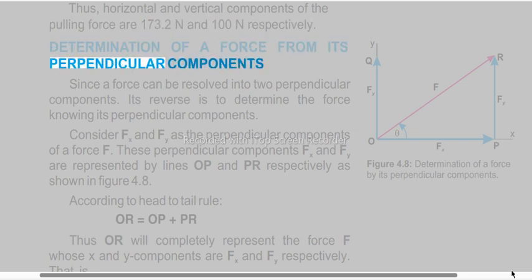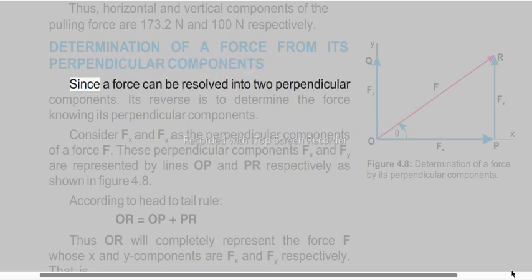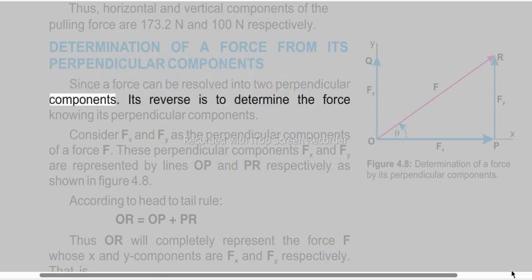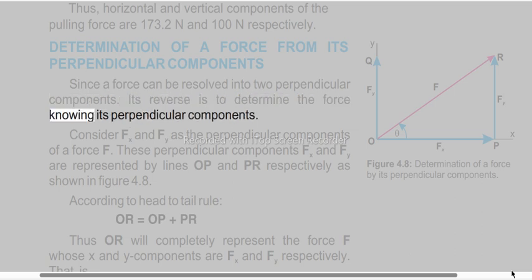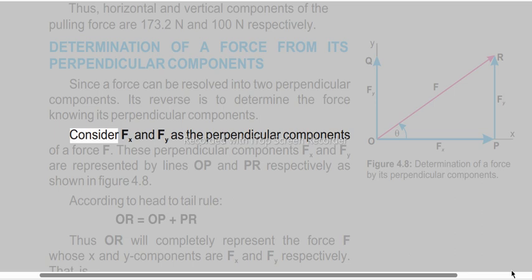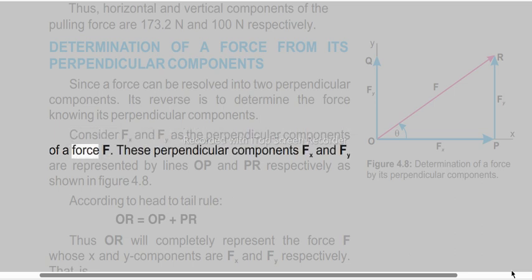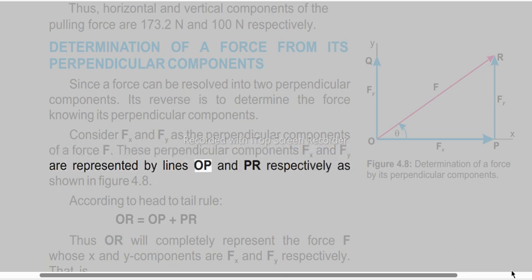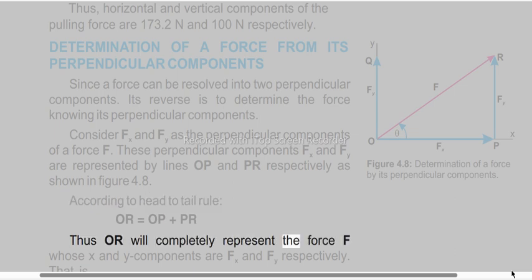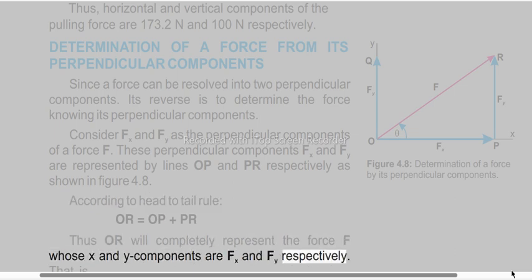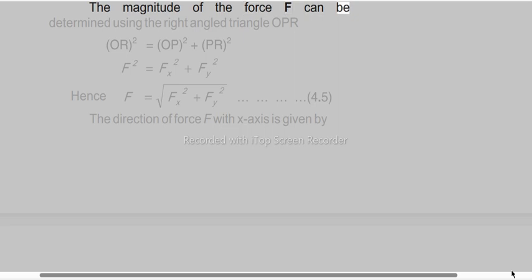Determination of a force from its perpendicular components. Since a force can be resolved into two perpendicular components, its reverse is to determine the force knowing its perpendicular components. Consider Fx and Fy as the perpendicular components of a force F. These perpendicular components Fx and Fy are represented by lines OP and PR respectively as shown in figure 4.8. According to the head-to-tail rule, OR will completely represent the force F whose X and Y components are Fx and Fy respectively. The magnitude of the force F can be determined using the right-angled triangle OPR.